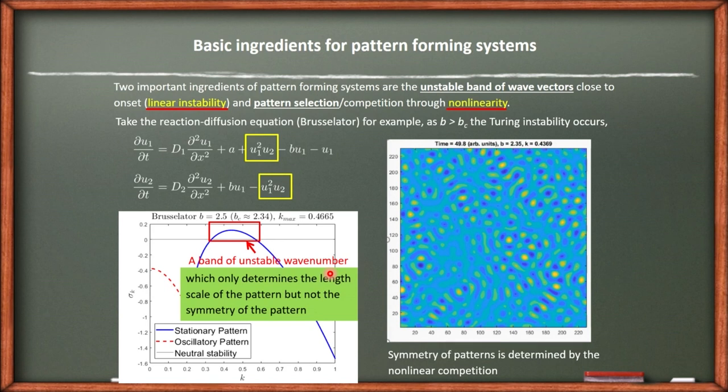If they prefer certain combinations, for example, plane waves traveling in certain directions, like six-fold symmetry, and the system prefers that kind of combination through the nonlinear competition, then you are expecting a 2D hexagonal lattice coming out of that system. So it has to be done through the nonlinear competition.